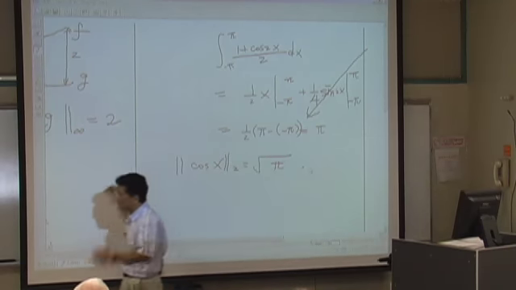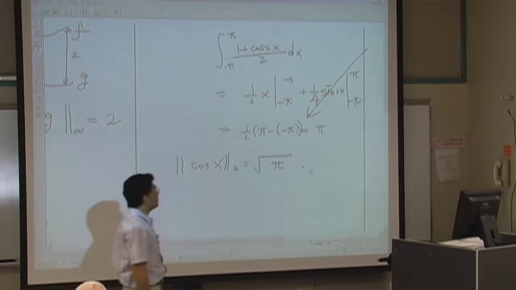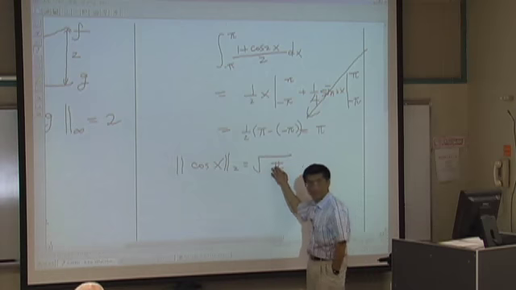Length is not a very intuitive word. The norm might be better, right? The norm of cosine x is square root of pi. If you don't understand, ask.